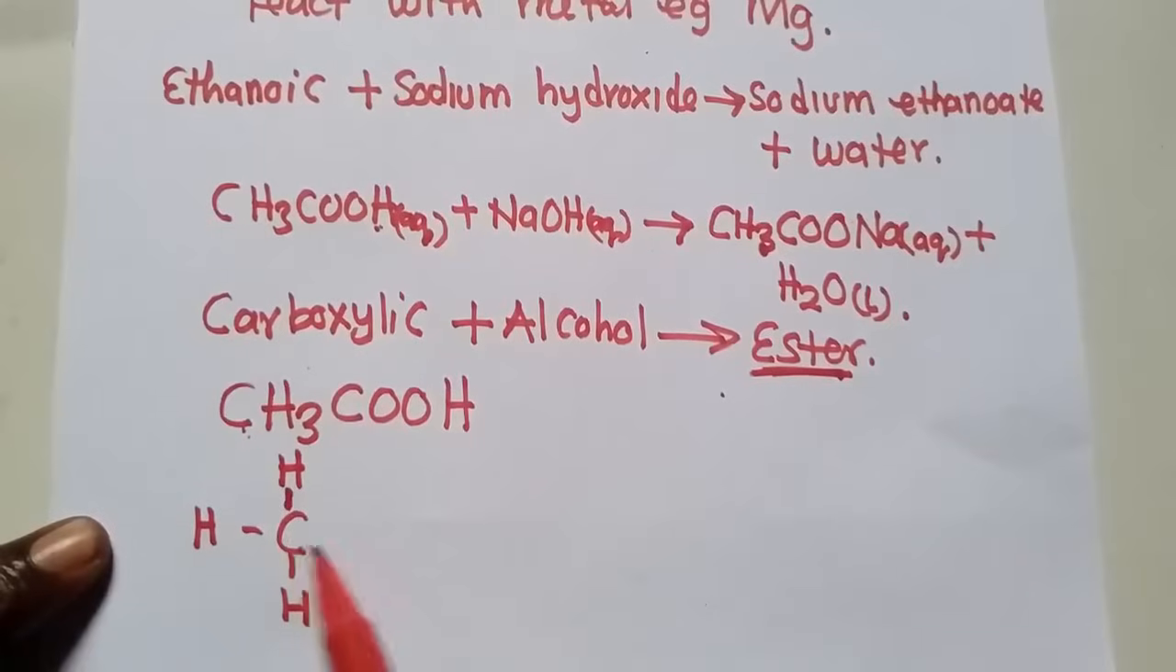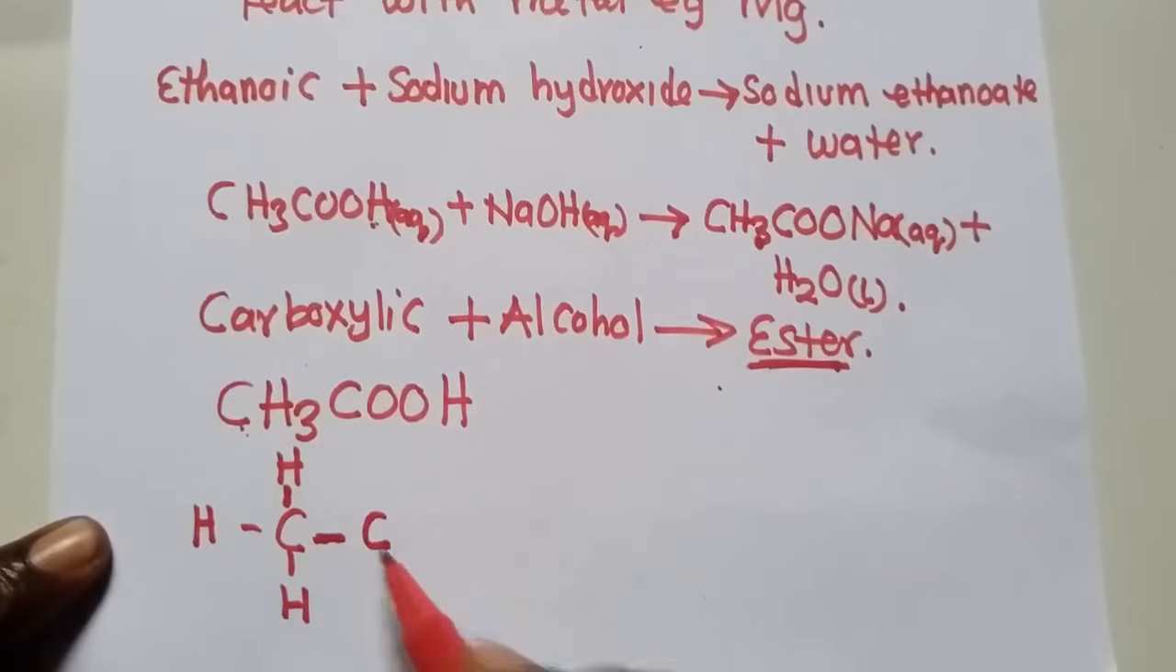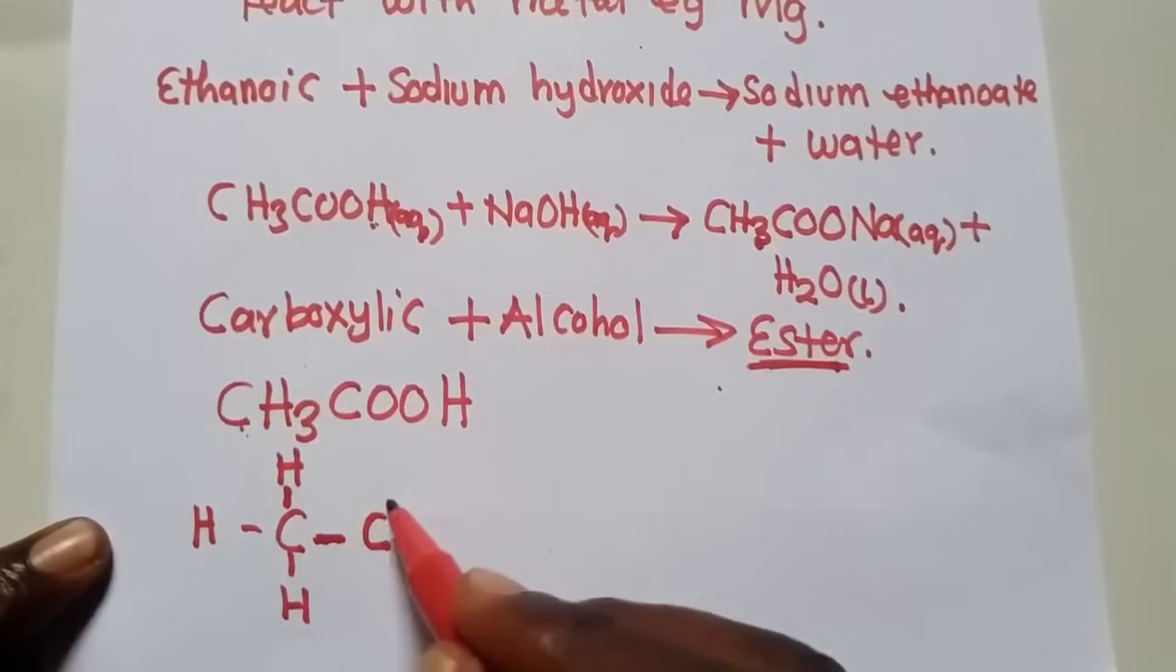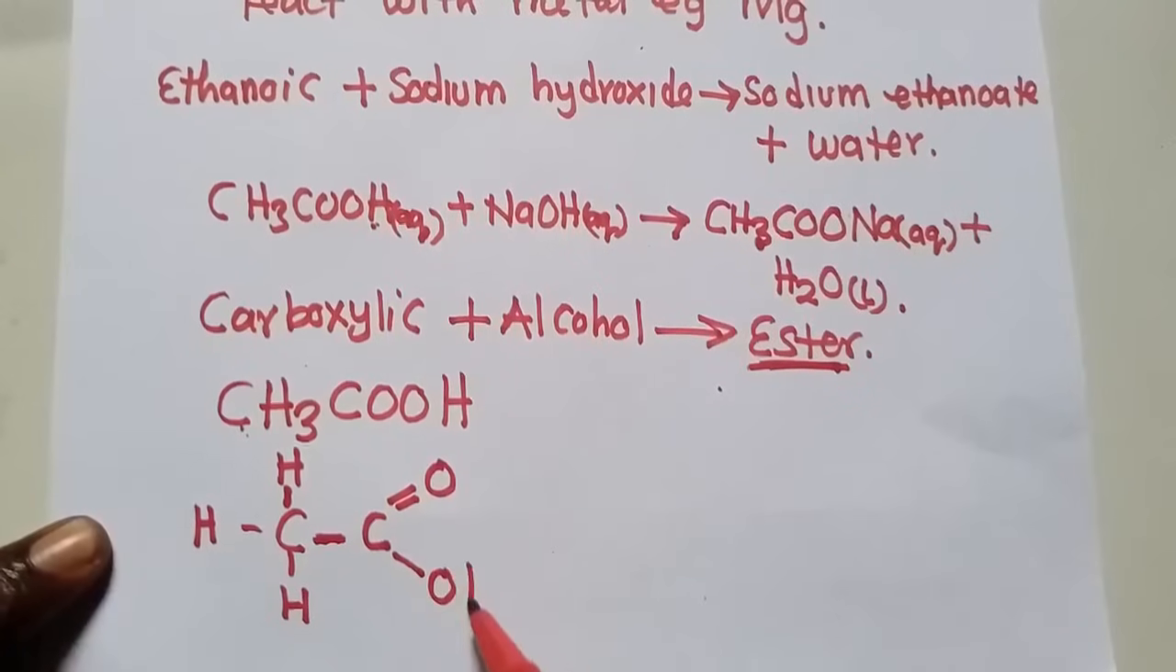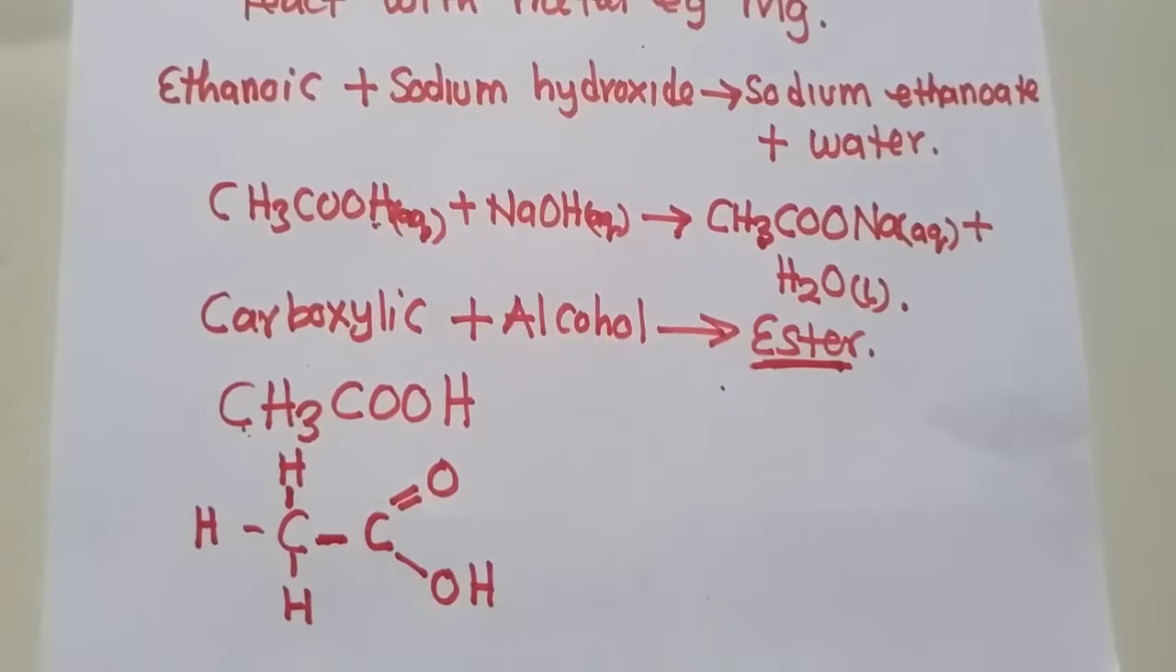Someone can ask, why are you not writing here? No, we've got these ones here. Then C comes here, then a double bond goes there like that, then OH comes here like this. This is ethanoic acid. All the compounds can follow just like that, the same way I've presented this.